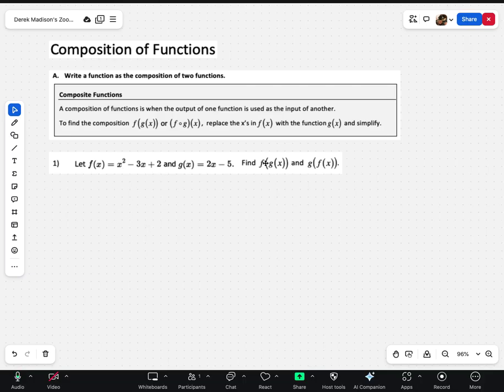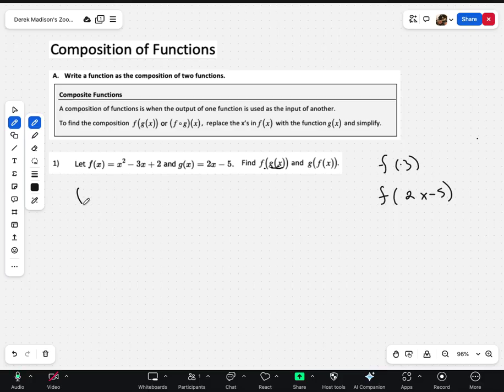For this first example, we're asked to find f of g of x and g of f of x. So what does that mean? It actually kind of means what it looks like. If you think of what f of 3 would look like relative to this function, that means we would be putting in a 3 everywhere there's an x. When we're finding f of g of x, we're going to put g of x everywhere there's an x. So for this function, it means we're going to find f of 2x minus 5. That would be equivalent to saying find f of g of x. So we're going to evaluate f at g.